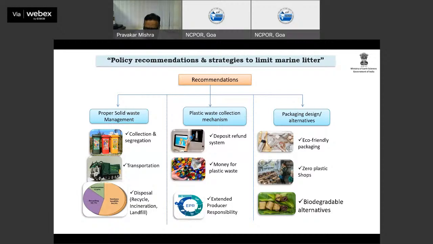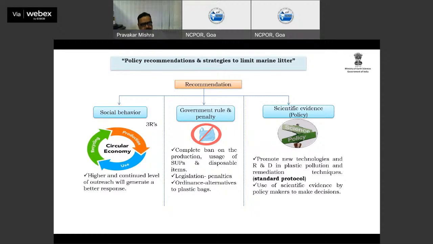The point I want to highlight is that we can design biodegradable alternatives. Suppose we replace our plastic plates with paper plates or wooden plates, and right now spoons from bamboo sticks are coming, but that also needs to be managed properly. Otherwise, that is also a form of litter, which will create another problem, not exactly like plastics, but a problem. So, on the recommendations about social behavior, as I said, we have a few beaches already under the program.